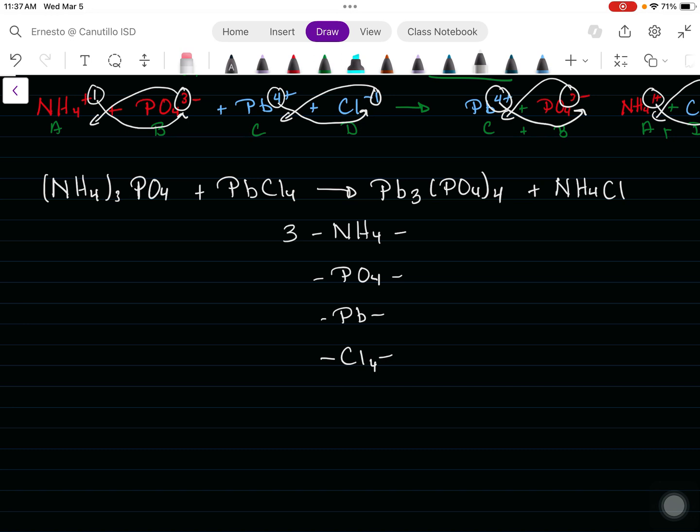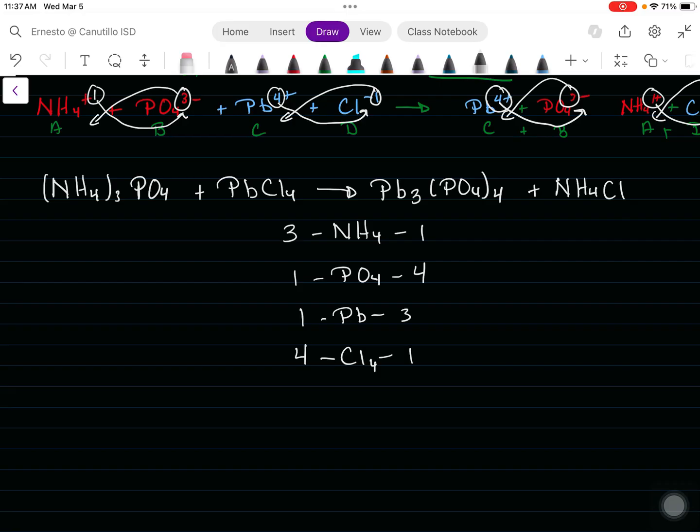On the left, I have 3 ammoniums. On the right, I have 1. On the left, I have 1 phosphate. On the right, I have 4. I have 1 lead, 3, and then I have 4 chlorines here and 1 here. Now, we can start with the ammoniums. We can start with the chlorines.